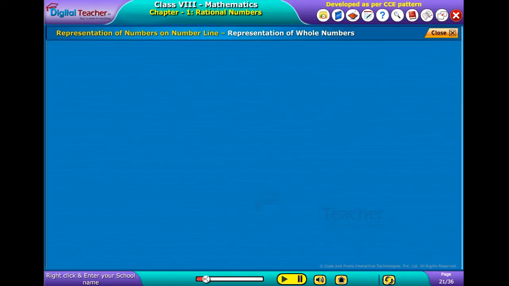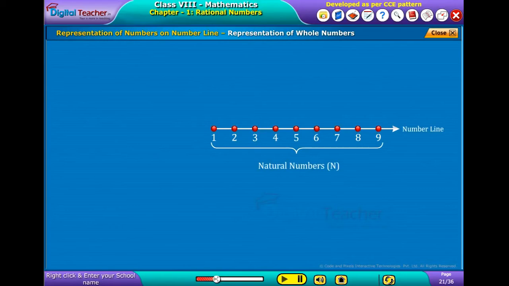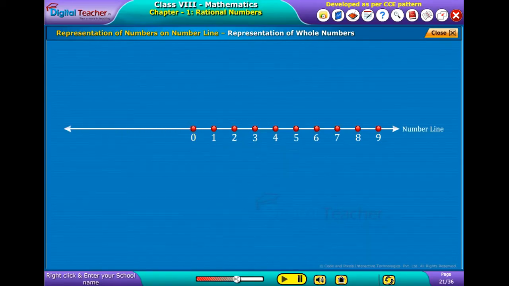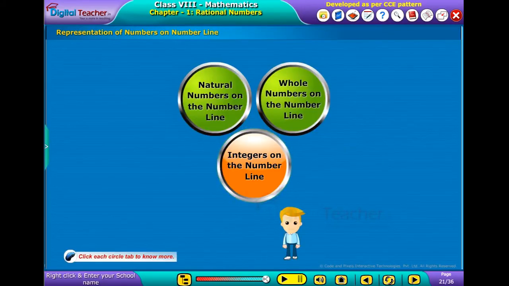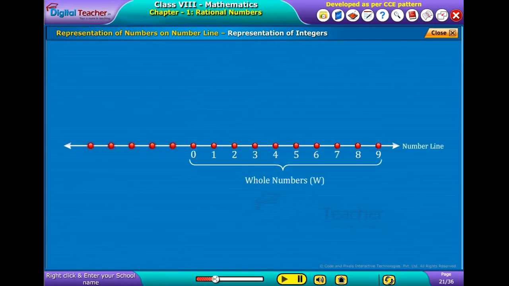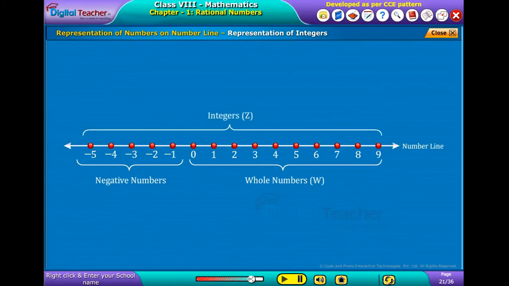Representation of whole numbers. The whole numbers are the natural numbers along with the 0 on the number line. The representation is shown on the screen. The set of whole numbers is usually denoted by the symbol W. Representation of integers on number line. The integers are the whole numbers in addition to negative numbers, which are before 0 on the number line. The representation is shown on the screen. The set of integers is usually denoted by the symbol Z.